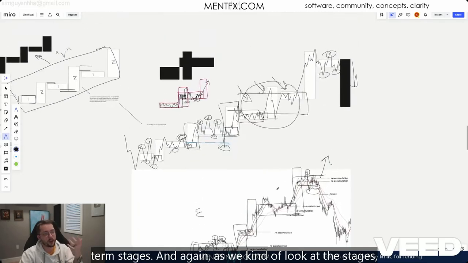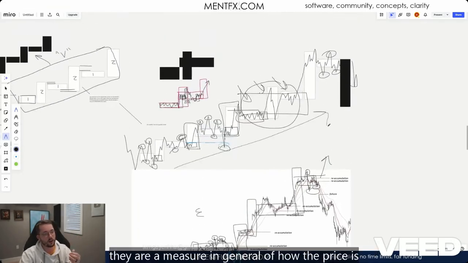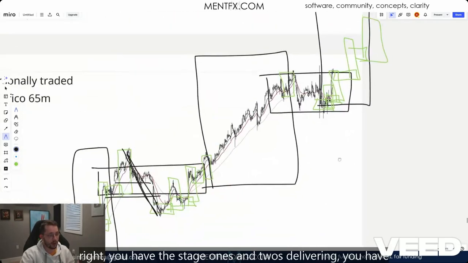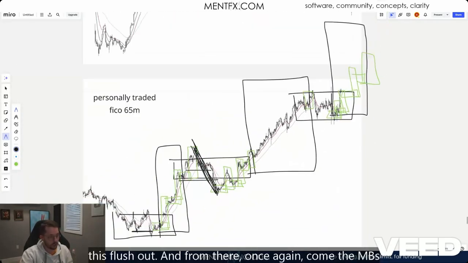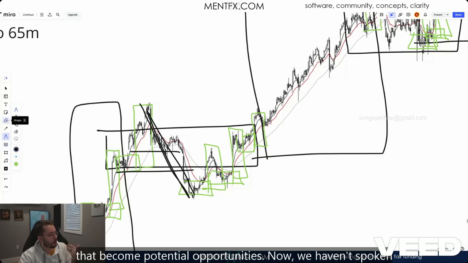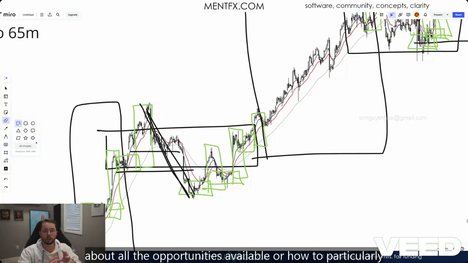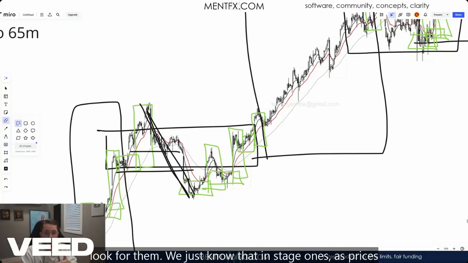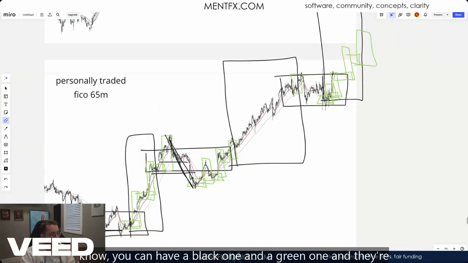And again, as we look at the stages, they are a measure in general of how the price is delivering. So in the event that we're looking at that, you have these stage ones and twos delivering, you have this flush out. And from there, once again, come the MBs that become potential opportunities. So right now, we haven't spoken about all the opportunities available or how to particularly look for them. We just know that in stage ones, as prices already are delivering through stage ones and twos, and fractally, which means that you can have a black one and a green one, and they're kind of stacked on top of each other.